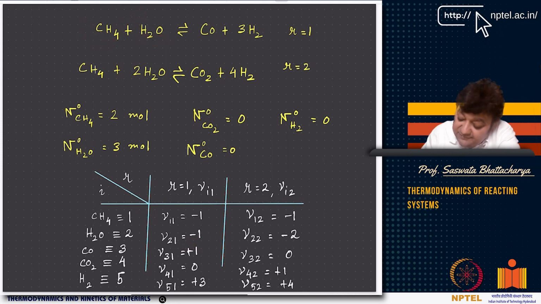And for reaction 1, if you look at carbon monoxide, species 3, nu 31 is +1. But nu 41, which is carbon dioxide, in the first reaction there is no carbon dioxide, so nu 41 is going to be 0. Nu 51 is again +3, the 3 hydrogen. Now if you look at reaction 2, you go very similarly. Here nu 12 is -1, where the second index is the second reaction. So nu 22 equals -2, nu 32 is 0 since there is no carbon monoxide, nu 42 is +1 and nu 52 is +4.